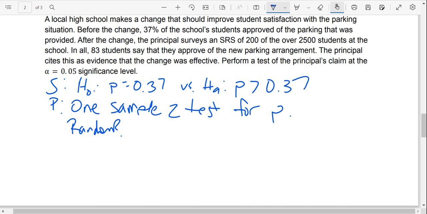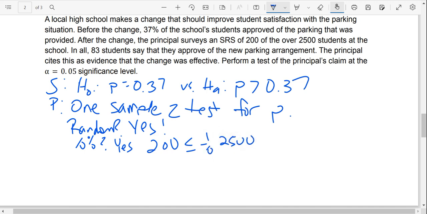Yeah, it's definitely random, right? Yes, it is random. Is it 10%? Yes, because 200 is less than 10% of 2,500. So we're all good.